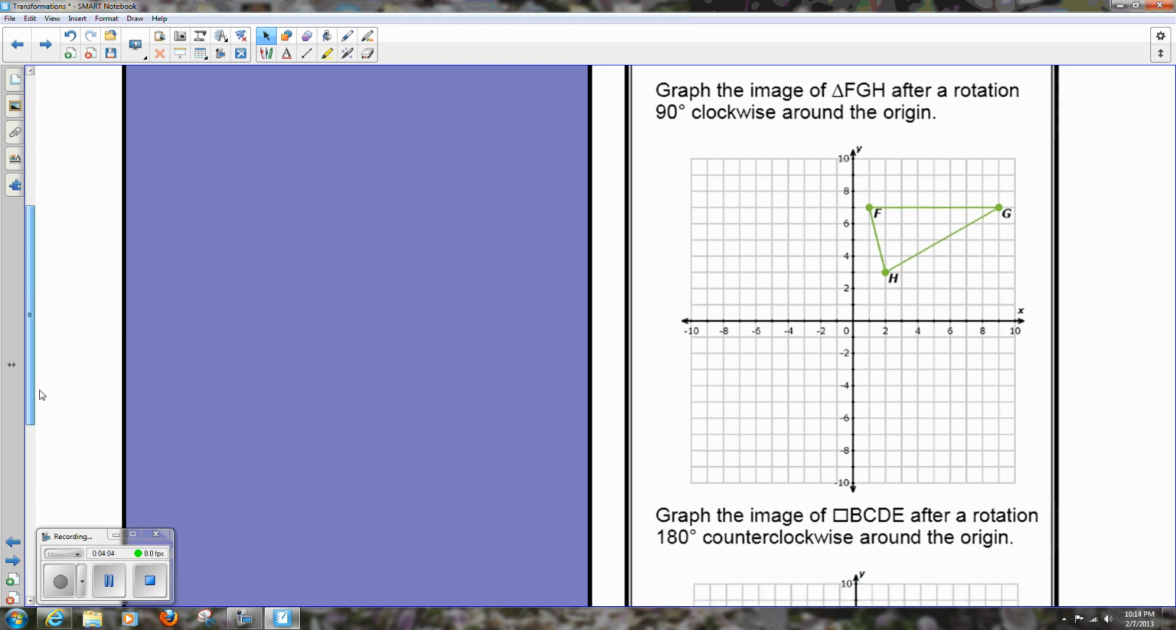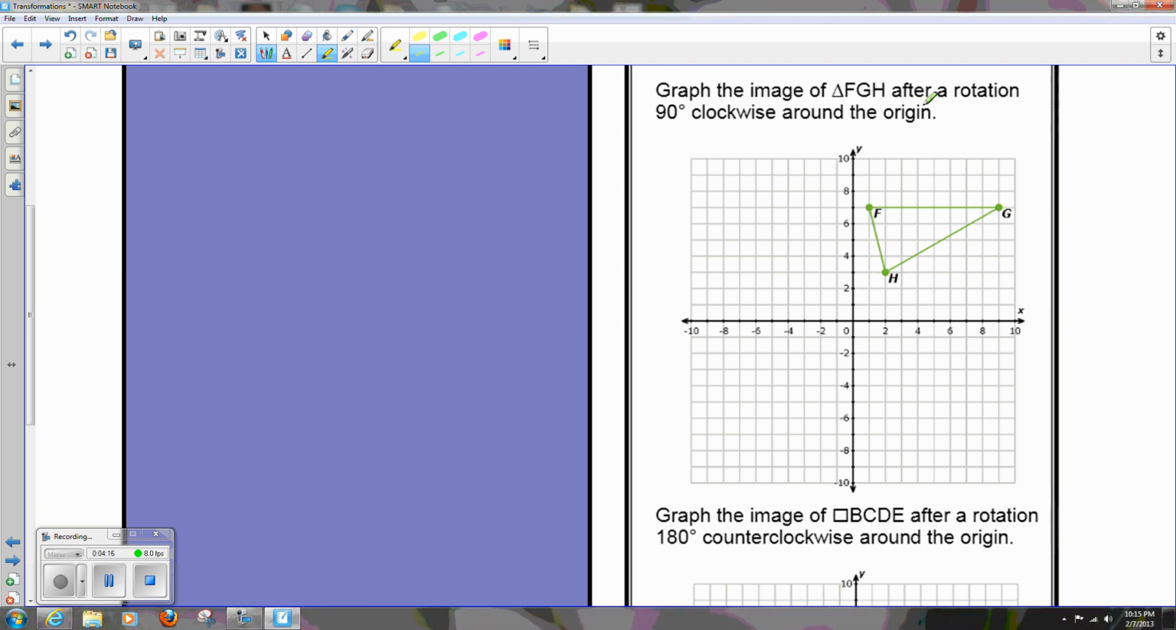So let's go right about here. All right. Let's take a look at the question. It says that they need us to graph the image of triangle FGH. So here it is, FGH. After a rotation 90 degrees clockwise around the origin. So there's that around the origin that tells us this is our center point. Makes our job much, much easier.